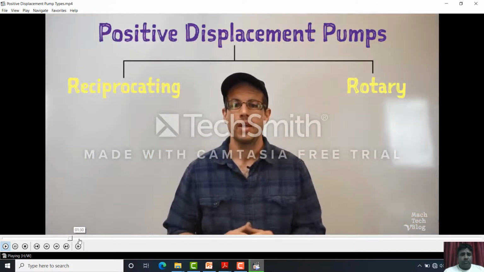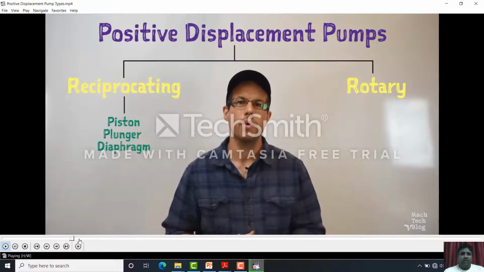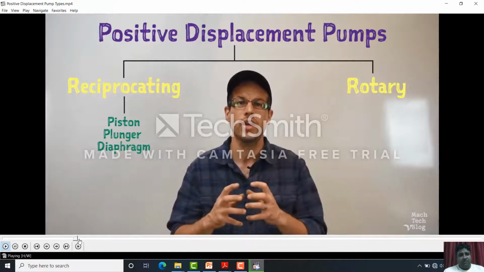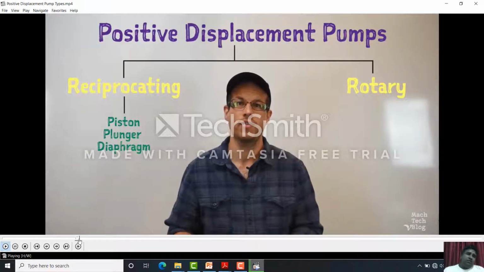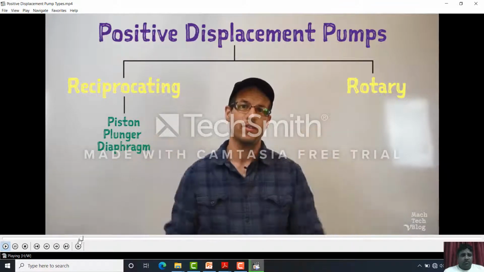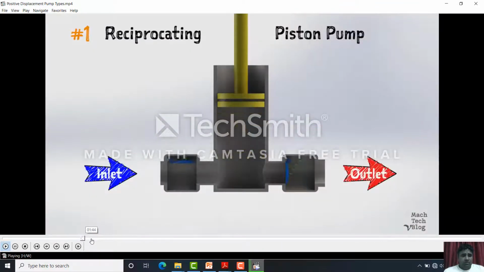As I said, there are two types of pump: reciprocating and rotary pump. In the case of reciprocating pumps, there are further variations, like we can use a piston, plunger, or diaphragm. And in the case of rotary pumps, we use a gear pump or screw type of pumps.